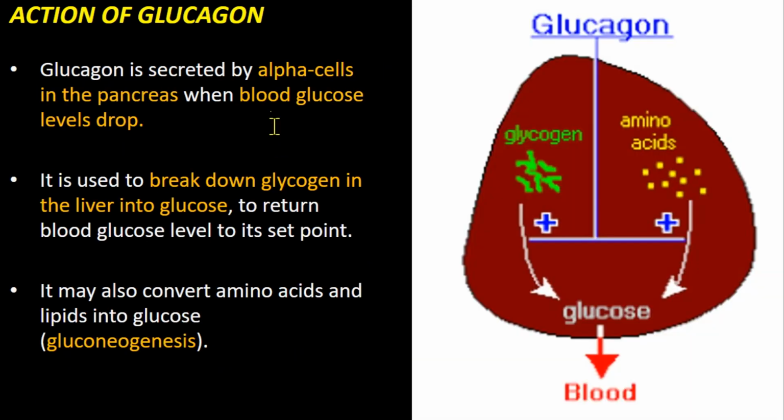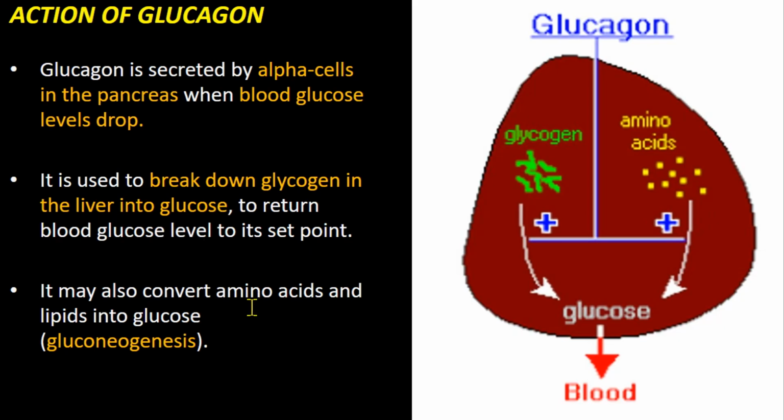Glucagon works the opposite of insulin. As insulin is used to reduce blood sugar level, glucagon is used to raise it. This would be like if you're fasting or if you missed a meal or something like that, you are able to take the glycogen and any other materials such as amino acids that are stored inside the liver, break those down or convert them into glucose to secrete back into the blood so it can go into the cells, so you can have sugars for respiration. Glucagon is secreted by alpha cells in the pancreas when blood glucose levels drop. Remember, insulin is secreted by beta cells. Glucagon is used to break down glycogen in the liver into glucose to return the blood glucose level to its set point.